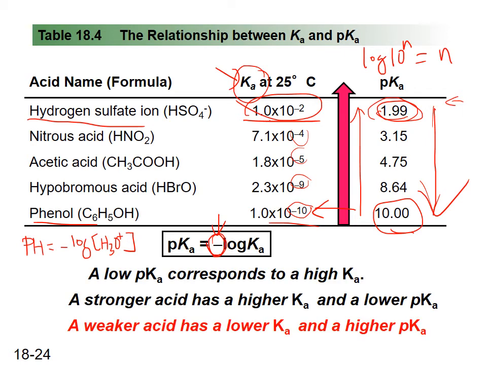So a small Ka corresponds to a high pKa. A low pKa here corresponds to a high, large Ka, which is a stronger acid. This is a weak acid, phenol, which has a small Ka and a large pKa.